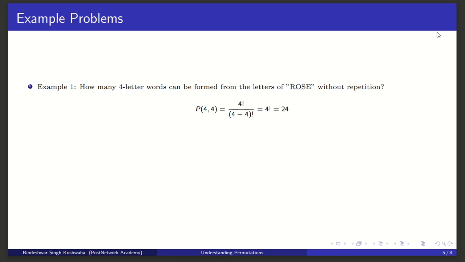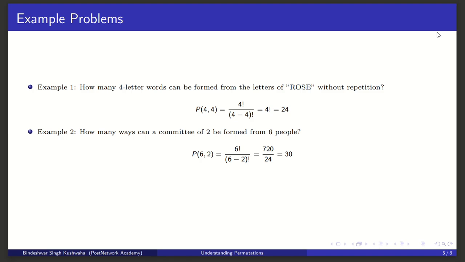Let us see an example. How many 4 letter words can be formed from the letters of the word ROUGE without repetition? That means you are taking 4 at a time, so 4P4, that is factorial 4 upon factorial 4 minus 4, and that would be 24.